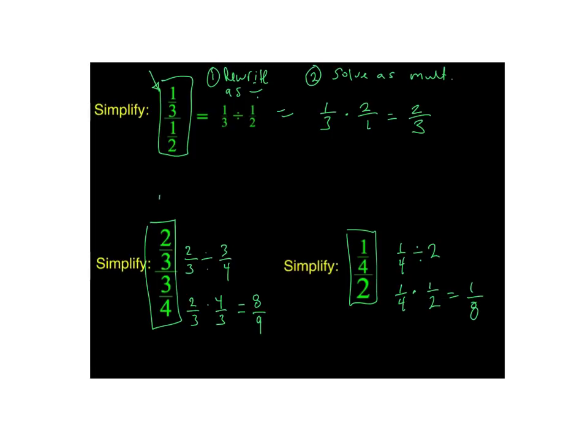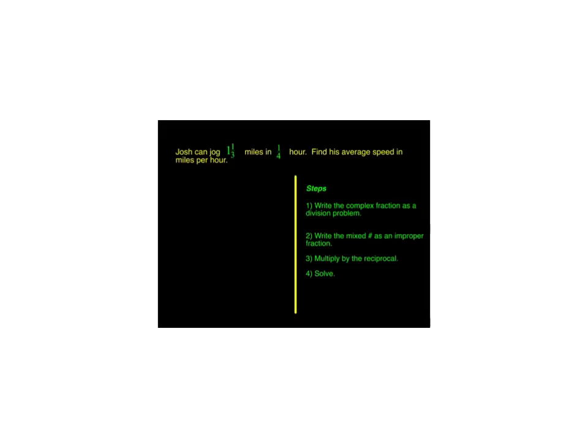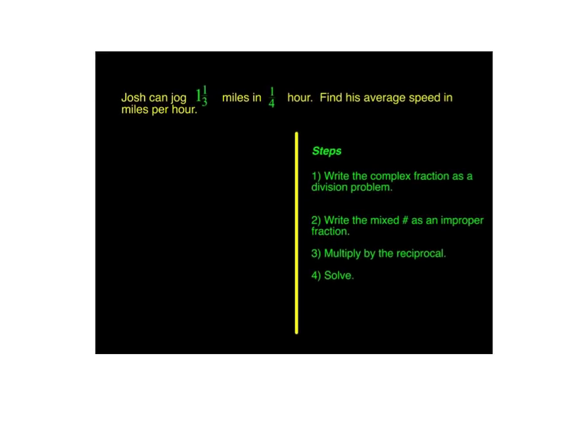Okay, so these are the three steps we're going to follow. We're going to write it as a complex fraction, then we're going to set it up as a division problem, then we're going to solve it as a multiplication problem. So let's see how this works when we're actually trying to find a unit rate.